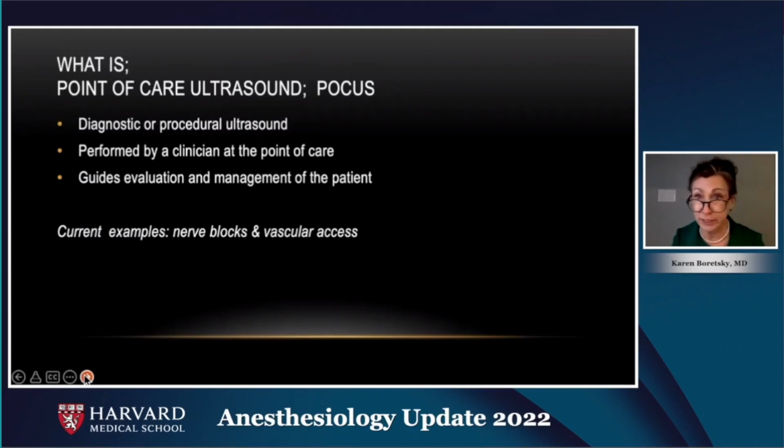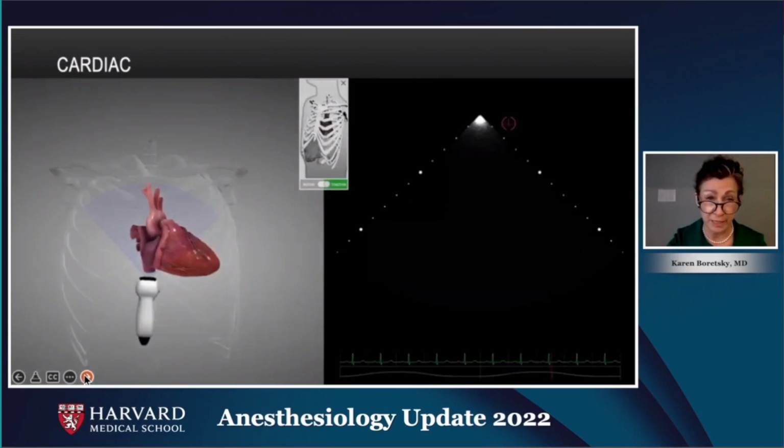Some of the current examples that are very familiar to people are using ultrasound for nerve blocks and vascular access. These are procedural ultrasounds, and what I'm really going to focus on today is diagnostic ultrasound. I want to talk about cardiac, pulmonary, and gastric ultrasound. So we'll start with cardiac.